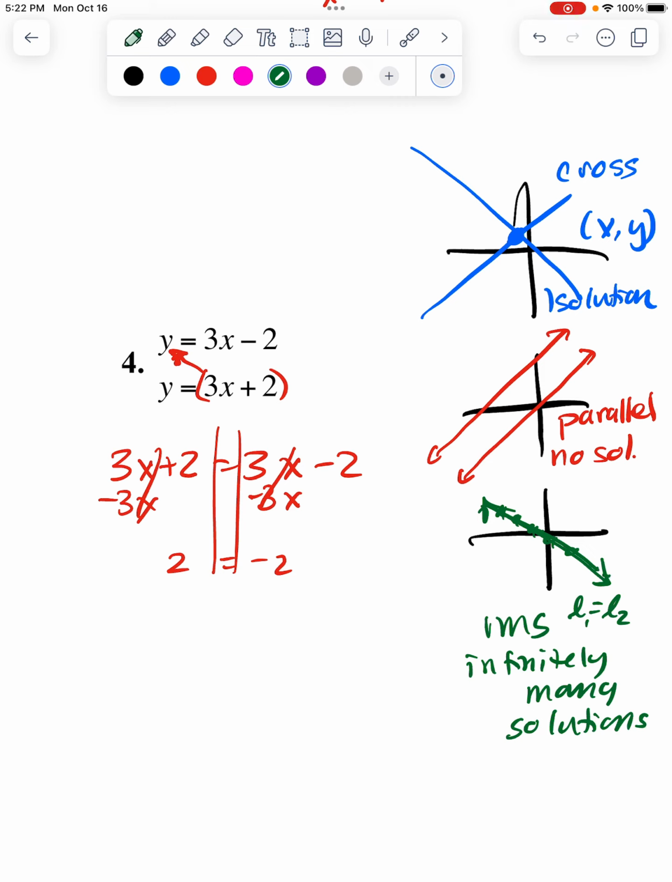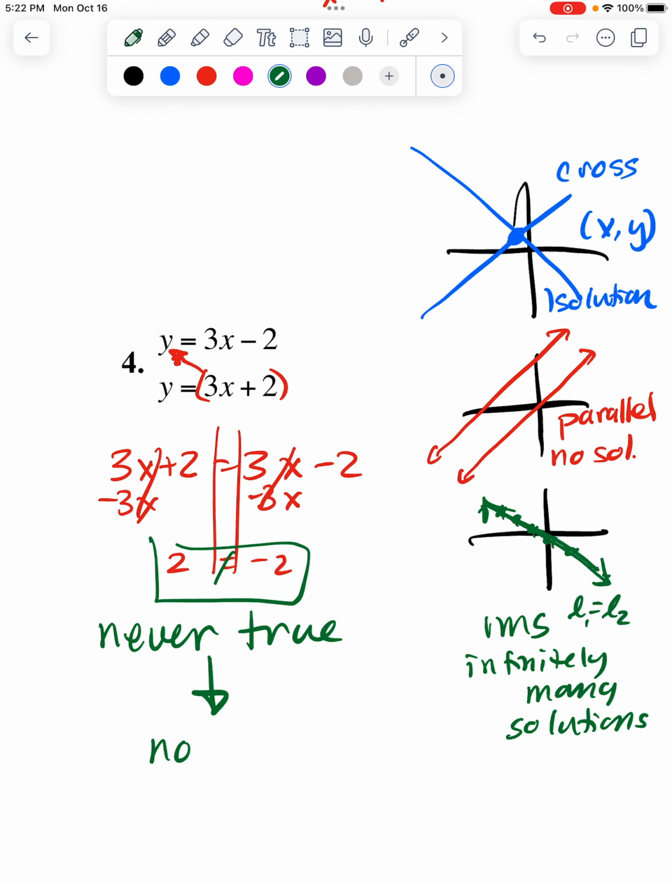Okay, so how does that play out when you do these using math instead of graphs? Here I have a statement that is never true. It is never true that 2 equals -2 because they're not equal. That is the way that the math ones show that there are no solutions. So there's no solutions to this because I ended up with a number statement that just was not true.